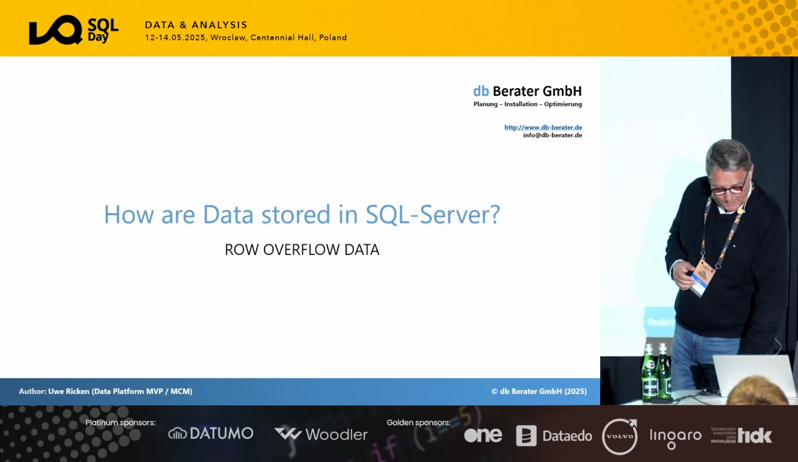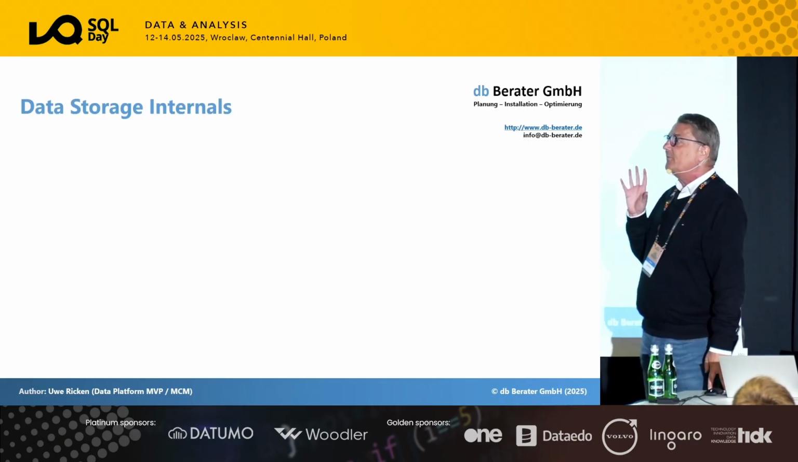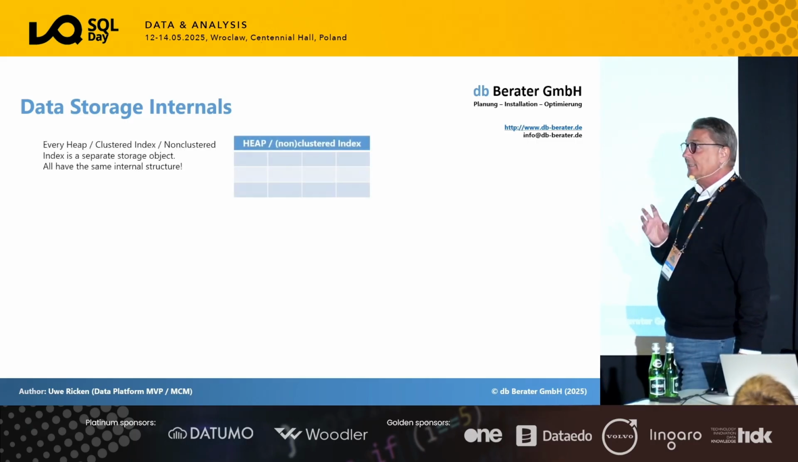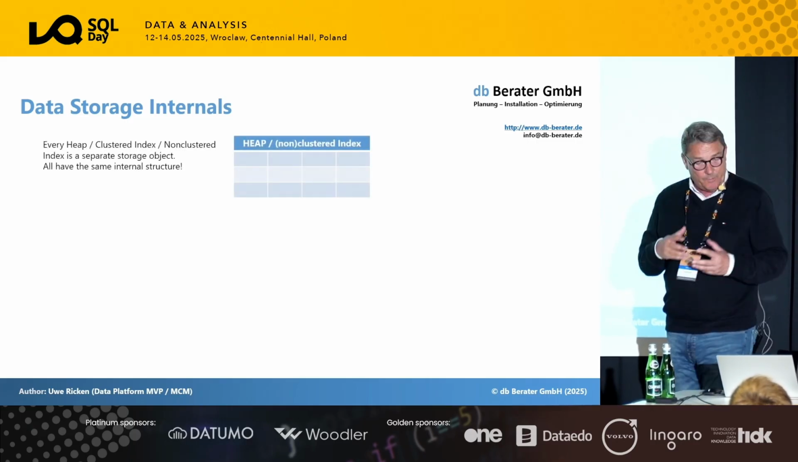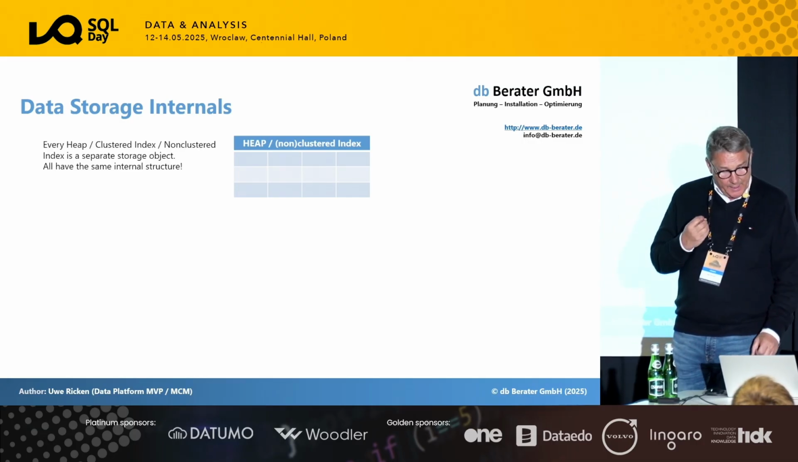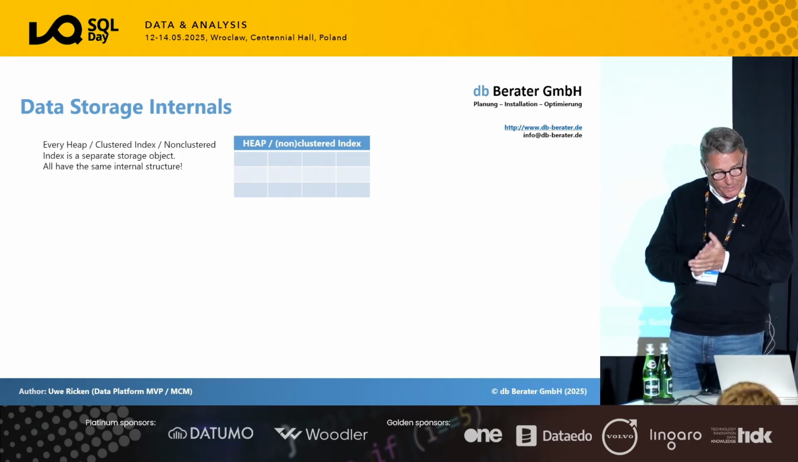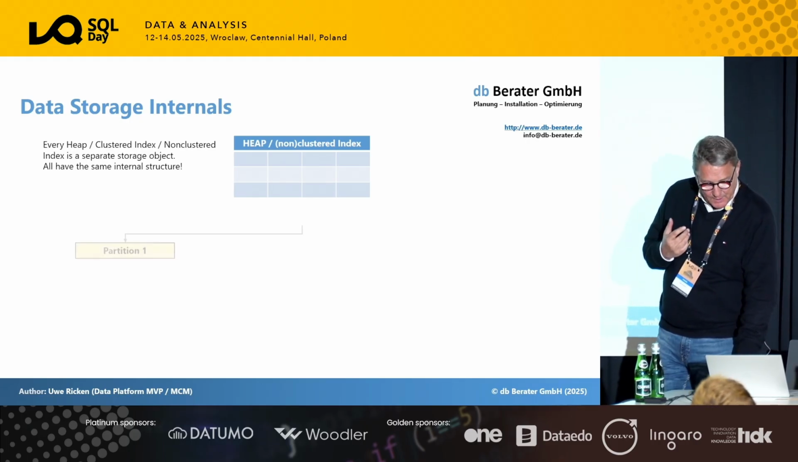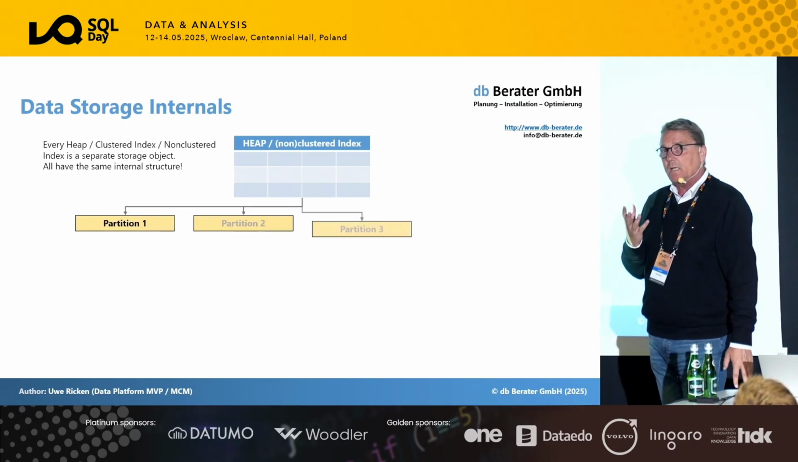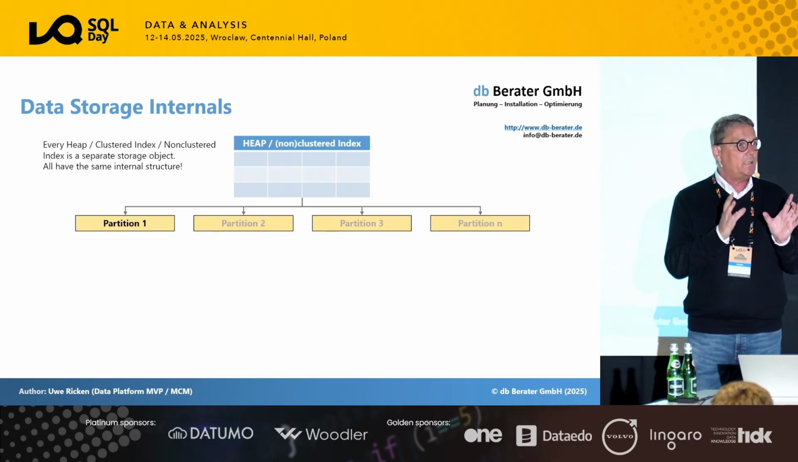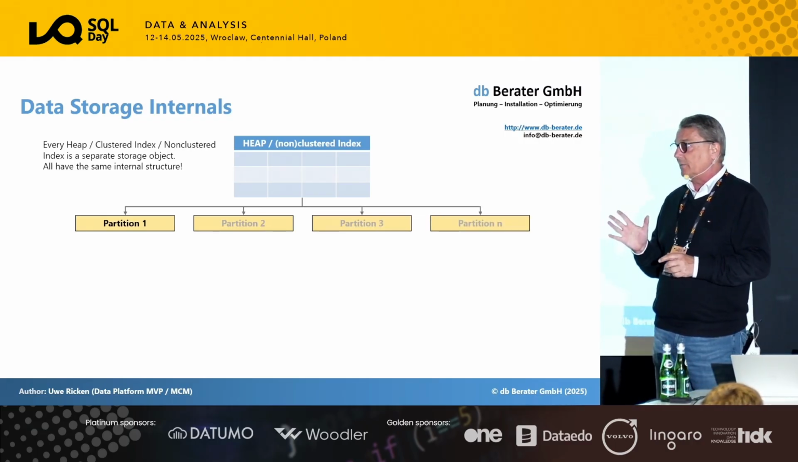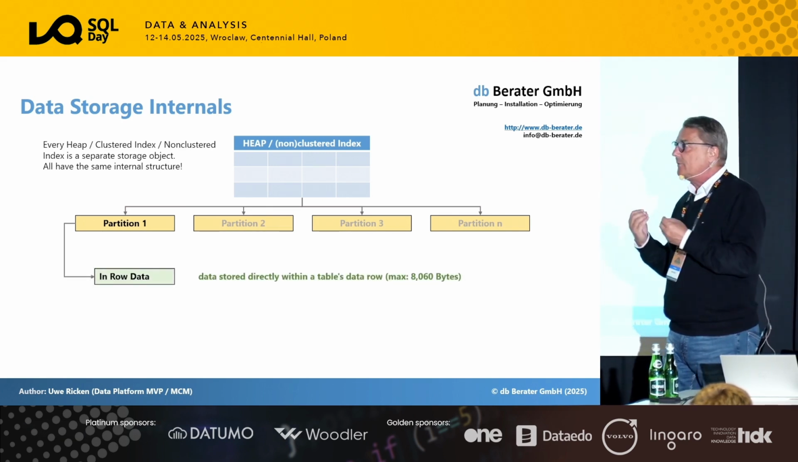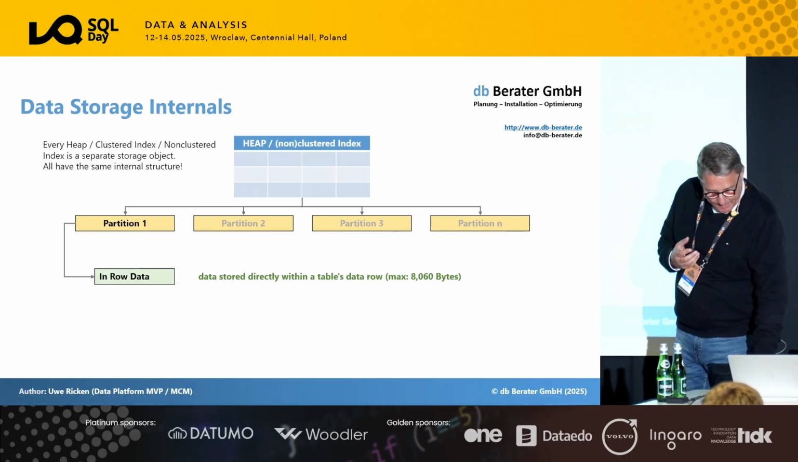So, how is data stored in SQL Server? Let's go, first of all, to some fundamentals. When it comes to storing data, the good thing is everything is nearly the same. Every heap, every clustered index, every non-clustered index is in separate object storage, so all have the same internal structures. Every single table is based on at least one partition. These partitions can have different types of data that they store.